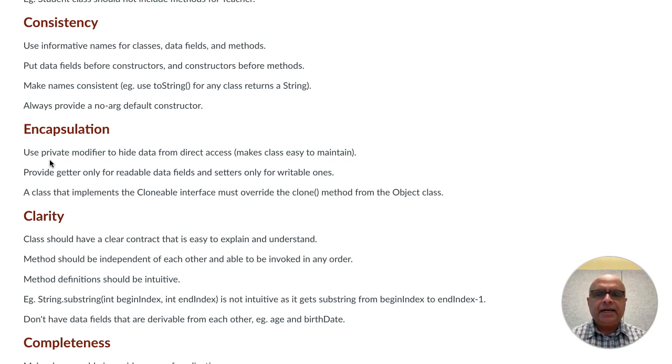Here's an example where it is not intuitive. The string substring method, static method, provides begin index and end index to get a substring. However, it gets the substring from begin index and from end index minus 1, which doesn't quite make sense, right? So that is an example of poor definition, not really an intuitive definition, right? Don't have data fields that are derivable from each other, right? So if you've got a birth date, a data field, you don't need an age one. You can always derive it.